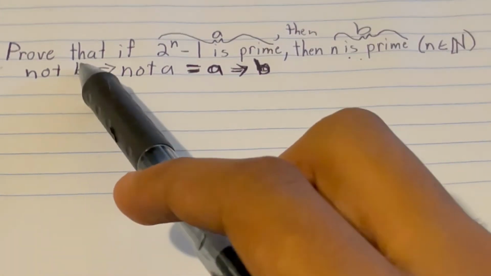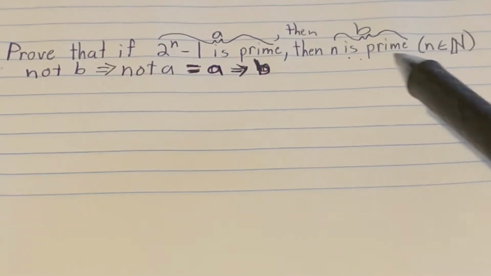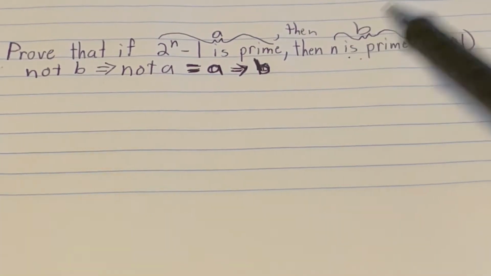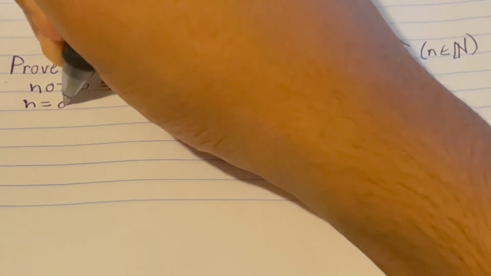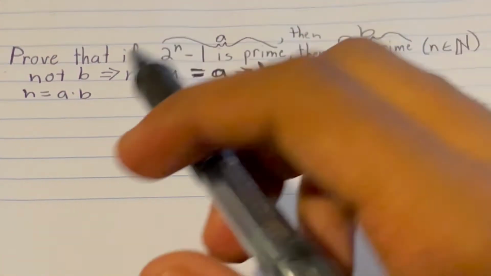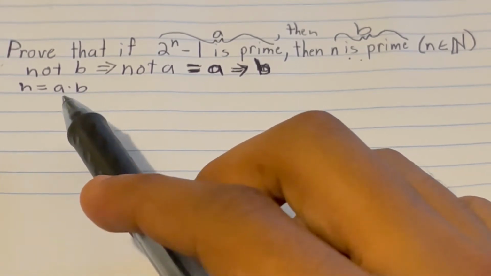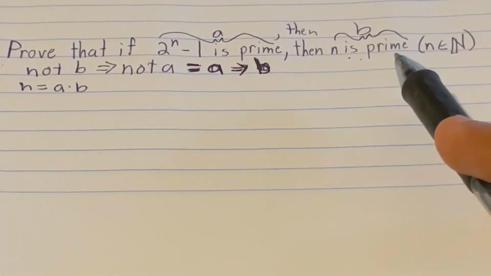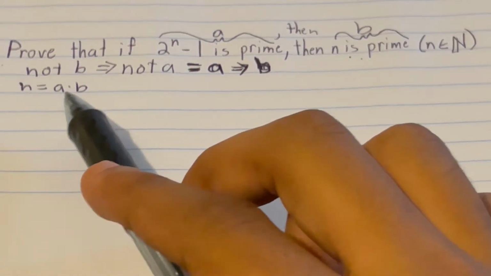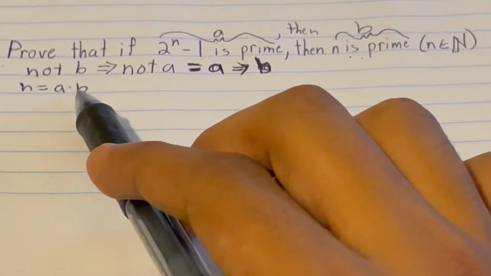Well, in order to prove this, we have to first assume not b. In this case, not b would be that n isn't a prime number. So let's just say that n is equal to some a times some b. In this case, both a and b are positive integers. And since n has two factors over here, it is not prime. So n is definitely not prime, or not b is definitely being held here.